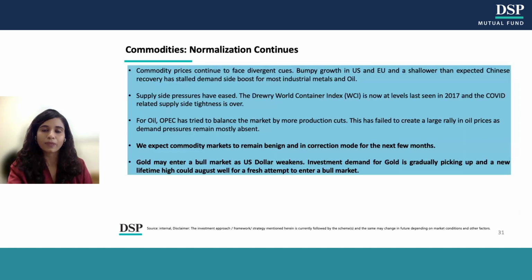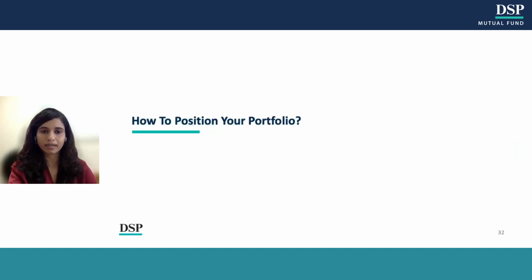In terms of commodities, we think that this normalization may continue. So there is no clear bull case per se for commodities, except in precious metals, especially gold, because the dollar is easing very, very fast, and dollar easing can help gold touch a new lifetime high. And if that happens, gold will be in a fresh bull market.